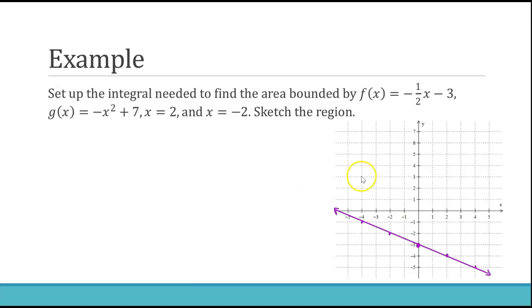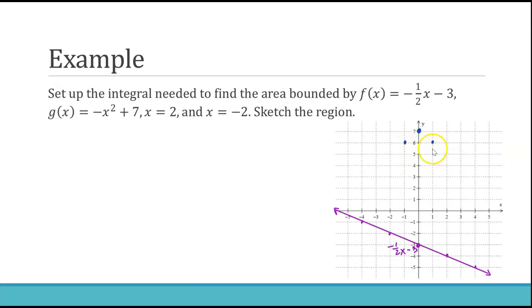So this was the function -1/2 x minus 3. And then our second function, g of x, -x² plus 7, is a parabola. Now this is a downward facing parabola since the leading coefficient is negative, and it's shifted up 7 units. So our y-intercept is going to be up here at 0, 7. I'm going to go ahead and switch colors. And it's reflected down. So I'm going to go ahead and plot a couple points.